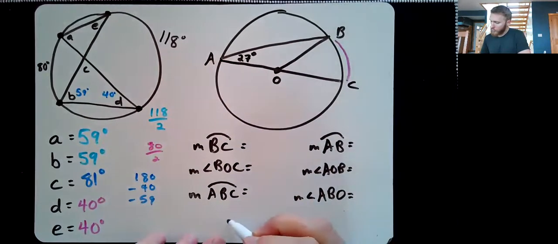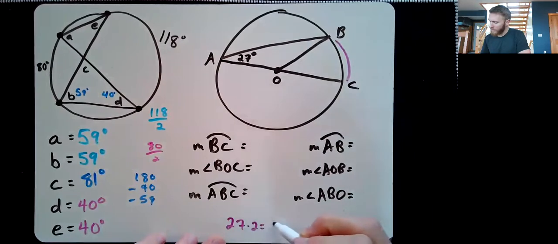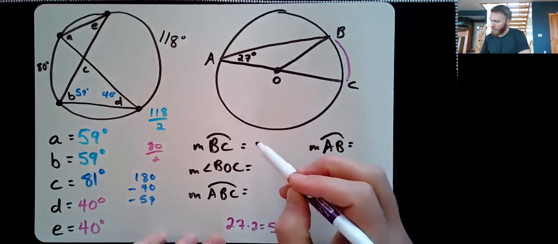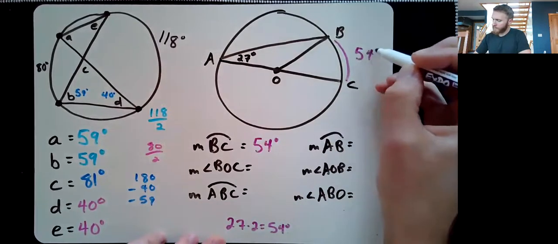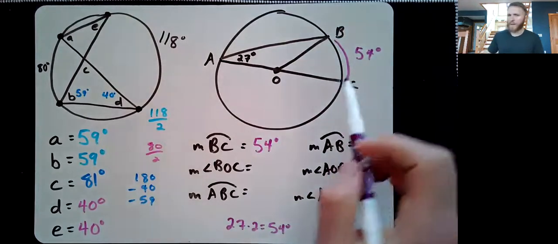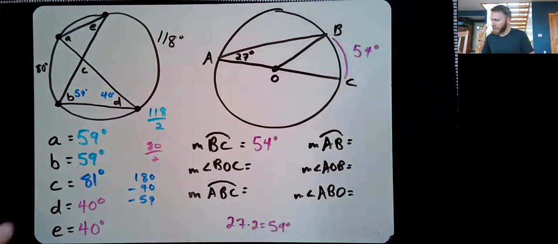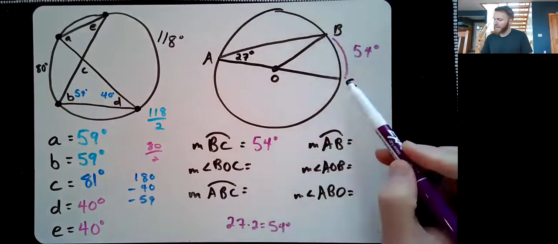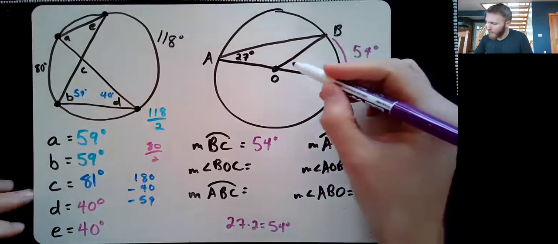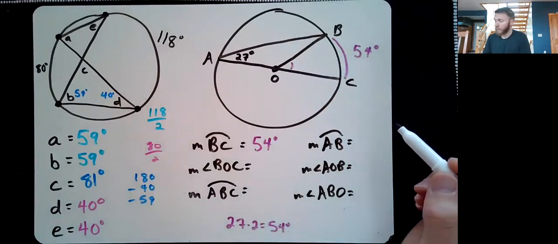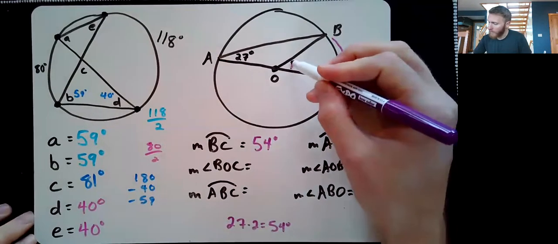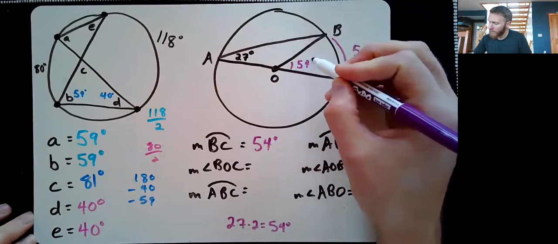So 27 times 2 is 54 degrees, and that is the measure of arc BC. Great. Once I put it in there, I might need to use it again, so that's why I wrote it in there. The next thing they asked me for is the measure of angle BOC. When you trace the angle BOC, that's the central angle right here. That was the first thing we learned about, and the central angle is equal to the arc that it intercepts. So this angle right here is 54 degrees.